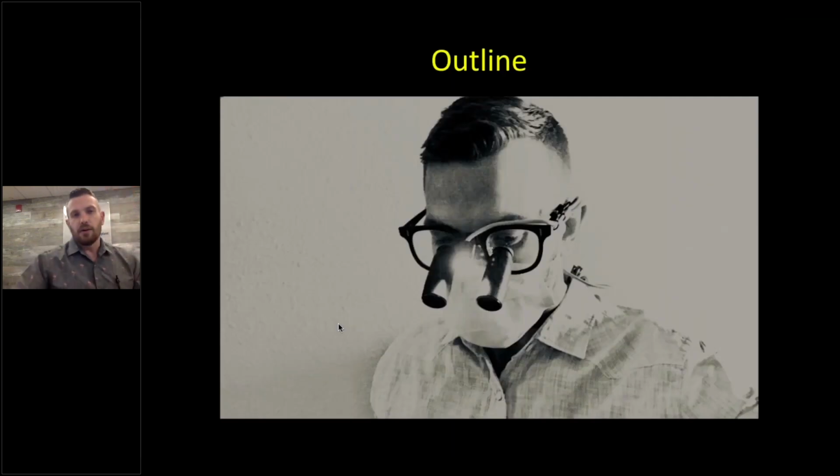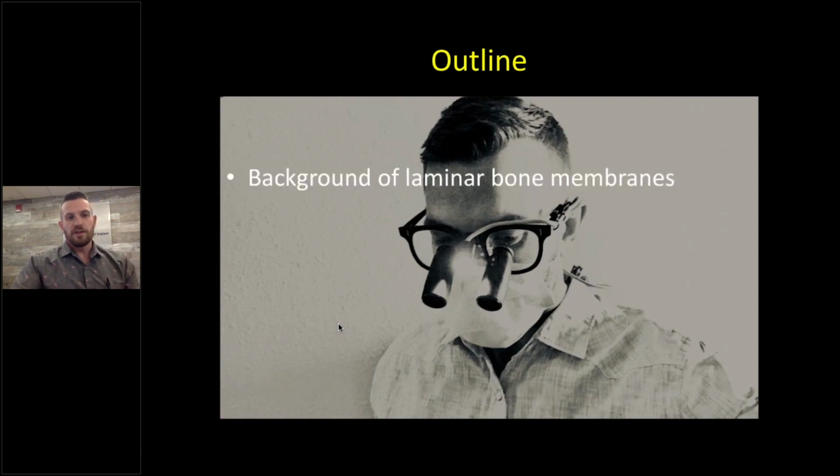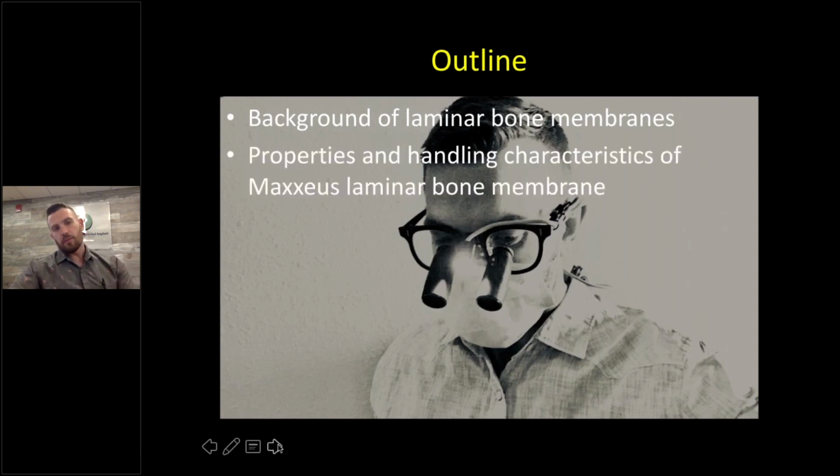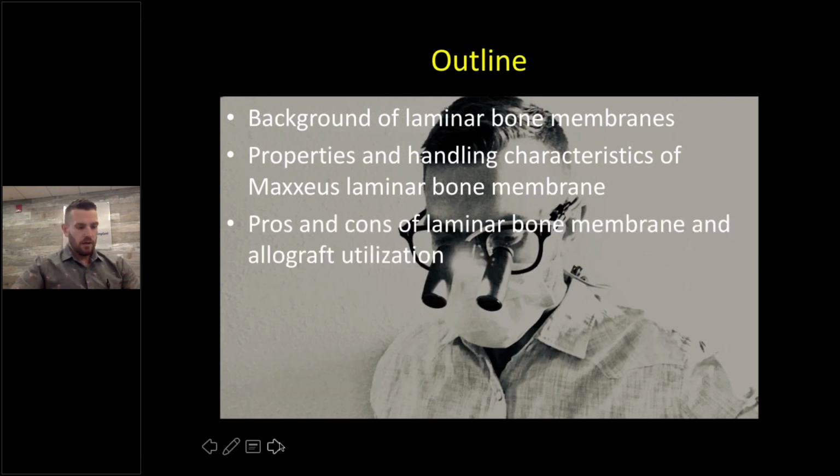So, tonight's outline: I just wanted to give a brief background of the laminar bone membrane, really brief, but how it got its start and where it is now. I also wanted to talk about some of the properties and the handling characteristics of the laminar bone membrane itself. Allografts are pretty self-explanatory, but I'll talk a little bit about the allograft as well.